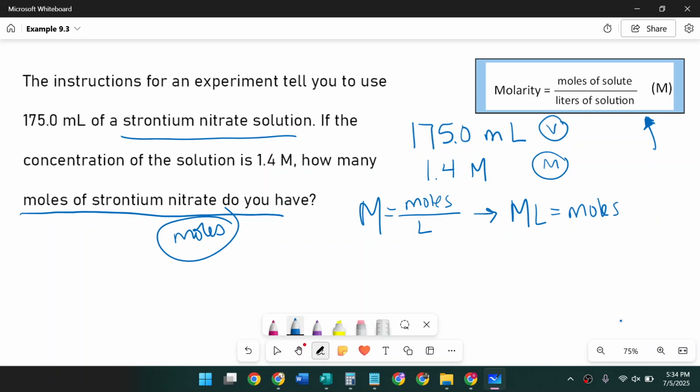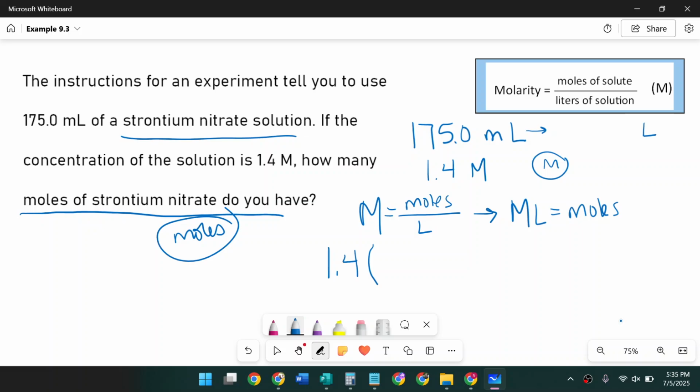So we have the molarity, 1.4. What we don't have is the liters in the correct unit. We have 175.0. Let me erase some of this stuff. All right, and what we're going to do is we're just going to convert this to liters.